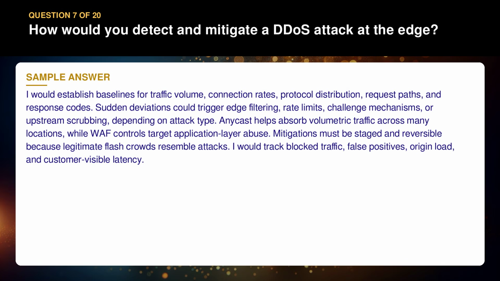Anycast helps absorb volumetric traffic across many locations, while WAF controls target application layer abuse. Mitigations must be staged and reversible because legitimate flash crowds resemble attacks. I would track blocked traffic, false positives, origin load, and customer visible latency.